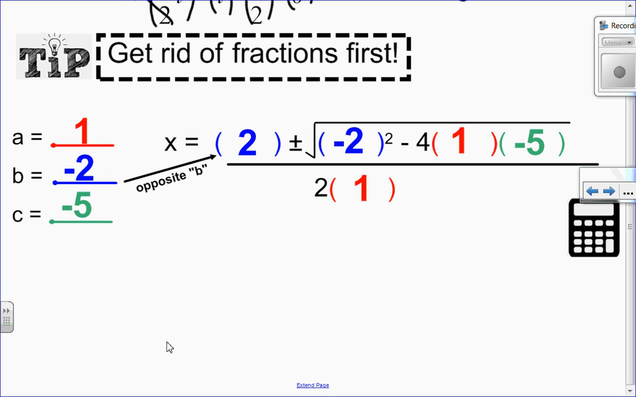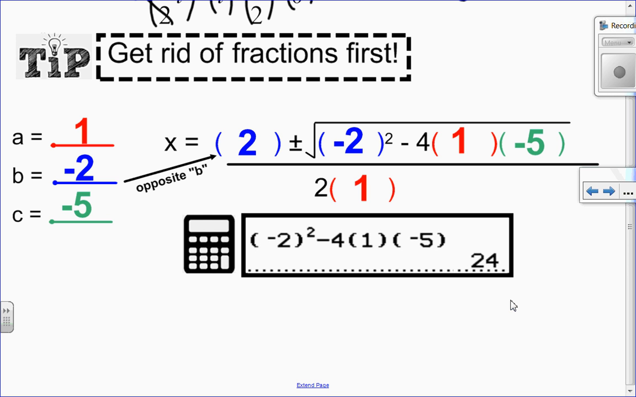So again, I am going to put what is underneath my square root sign, without the square root itself, into my calculator. Putting it into my calculator, I see I have the answer of 24.